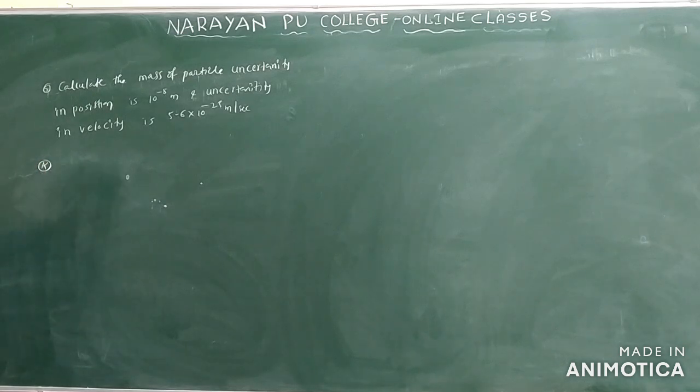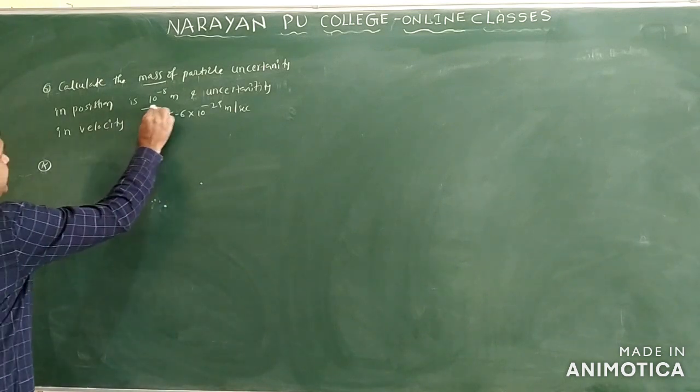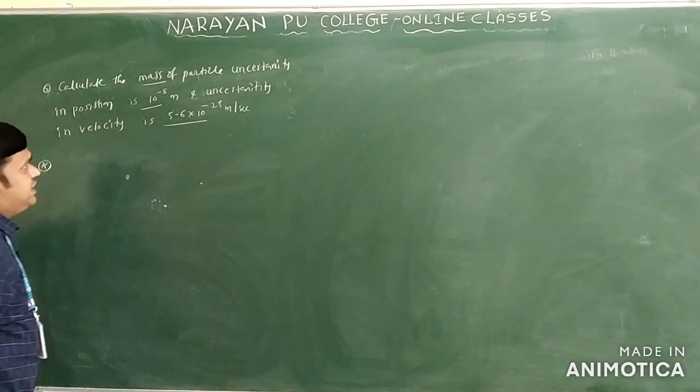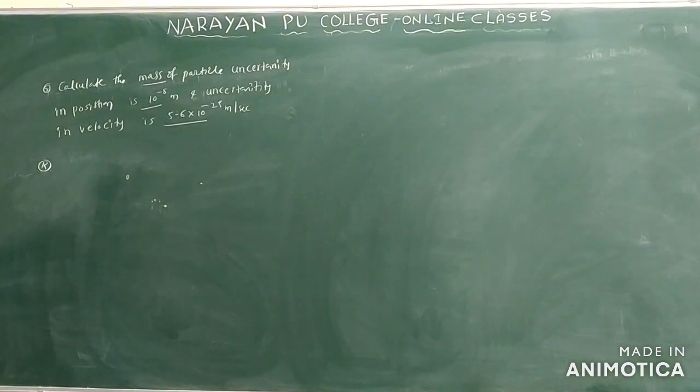See this question number 5 we have. Calculate the mass of the particle with uncertainty in position 10 power minus 8 meter and uncertainty in the velocity 5.6 into 10 power minus 25 meter per second. So here they are asking mass.